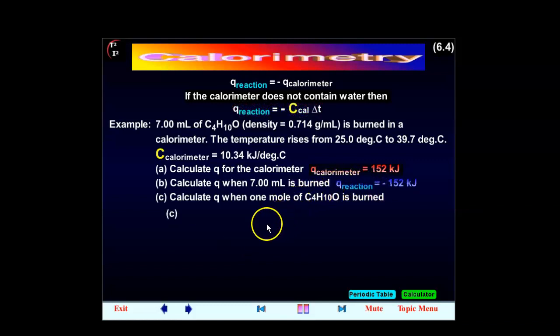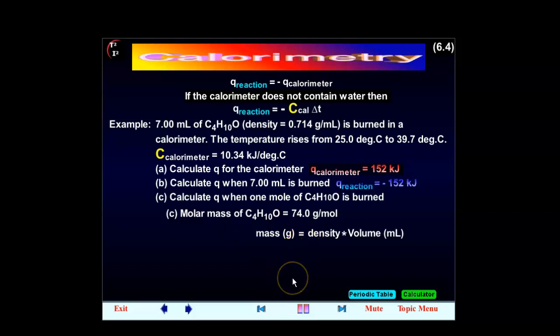C. Calculate Q when 1 mole of C4H10O is burned. Molar mass of C4H10O equals 74.0 grams per mole. Density equals mass divided by volume, so mass equals density times volume. The density is 0.714 grams per milliliter. All right, there's a need for me to talk about this a little bit.